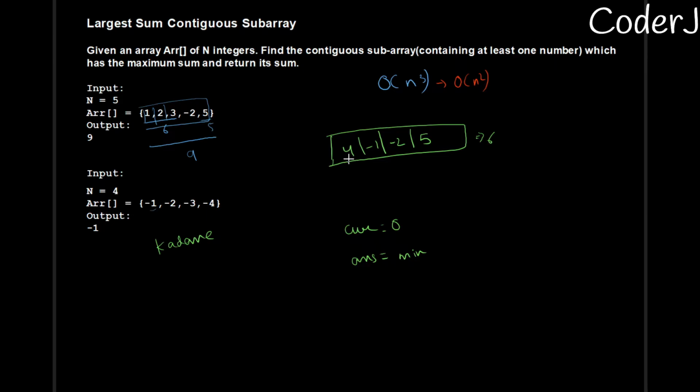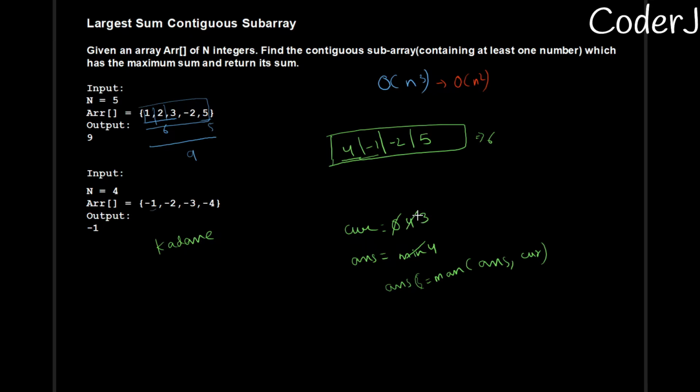You will start from the 0th index, that is 4, so your current value is basically 4, right? And the logic of answer simply says that it should be the greater of the previous answer and the current value. Earlier it was the minimum value, so now it will become 4. Now I'll come a bit forward. 4 minus 1 is 3, right? So the current value will become 3.